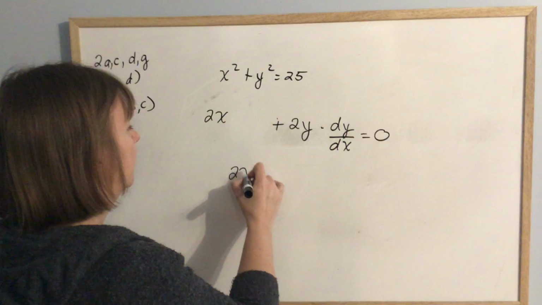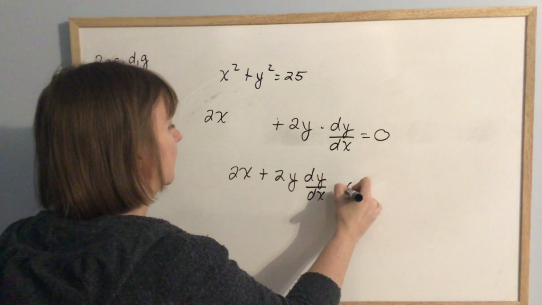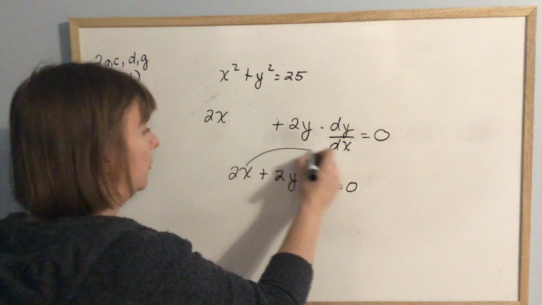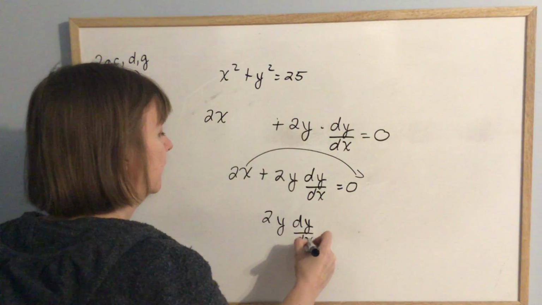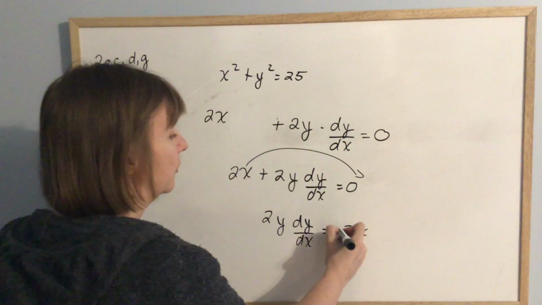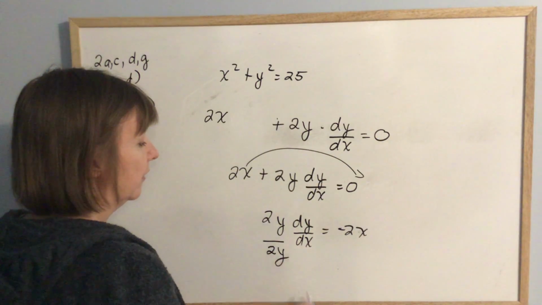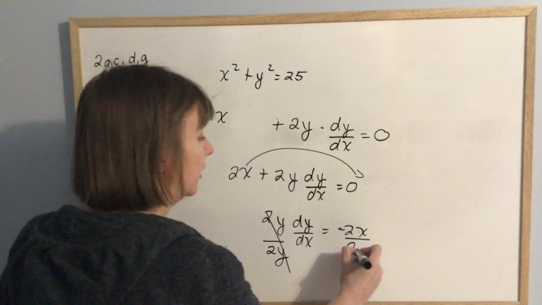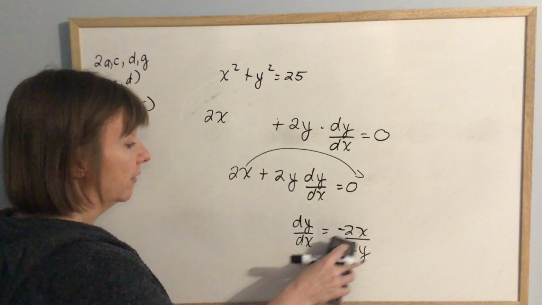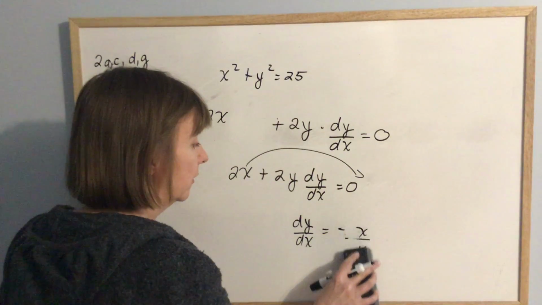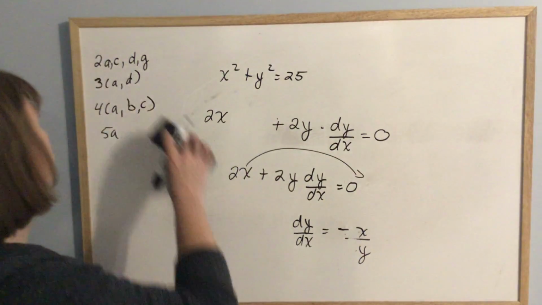So I have 2x plus 2y dy over dx is equal to 0. So I'm going to move this over here. So I have 2y dy over dx equals negative 2x. So I want to get the dy dx by itself, so if I divide this side by 2y so that those cancel, I divide this side by 2y. What I notice at that point is that my 2's will cancel, and I really just have negative x over y. That's 2a.